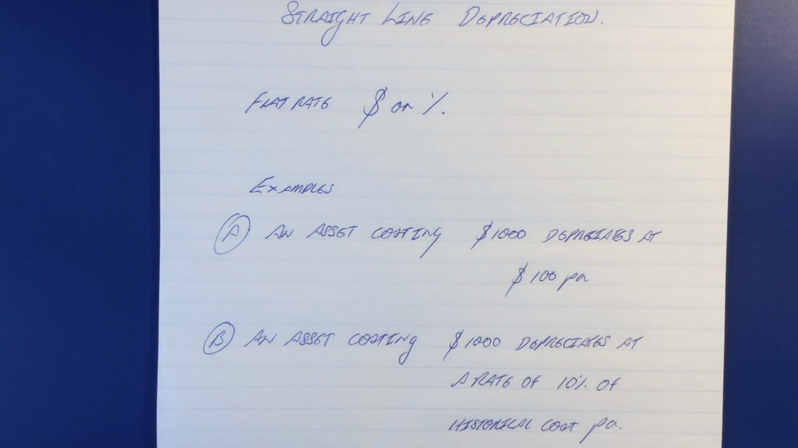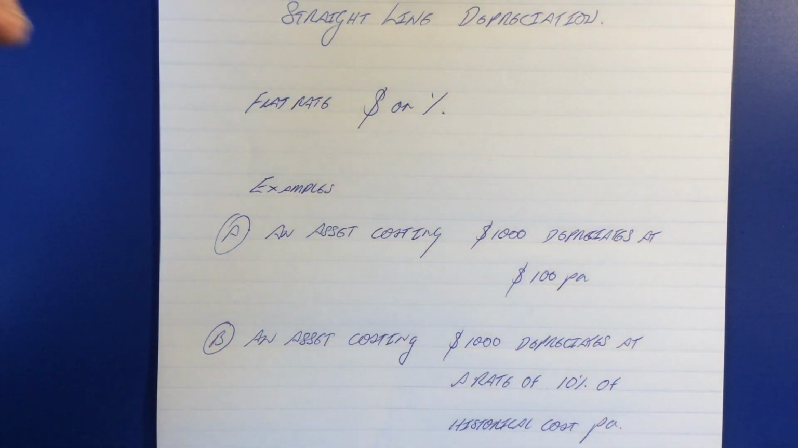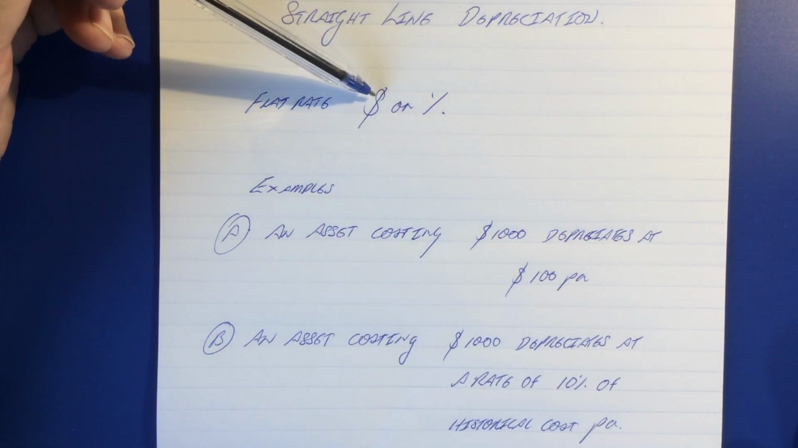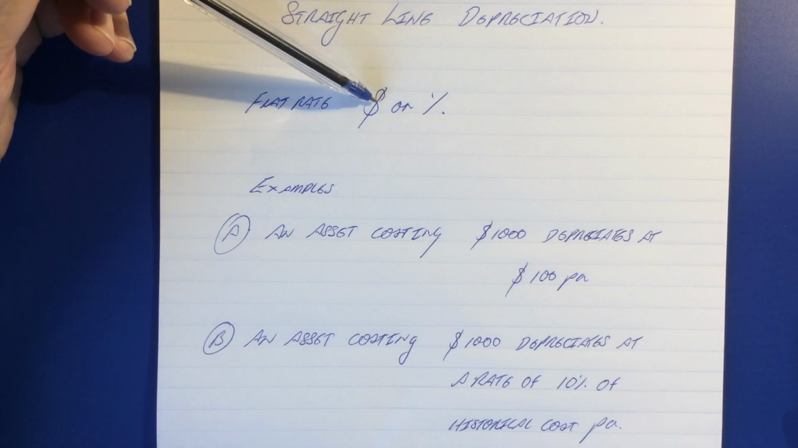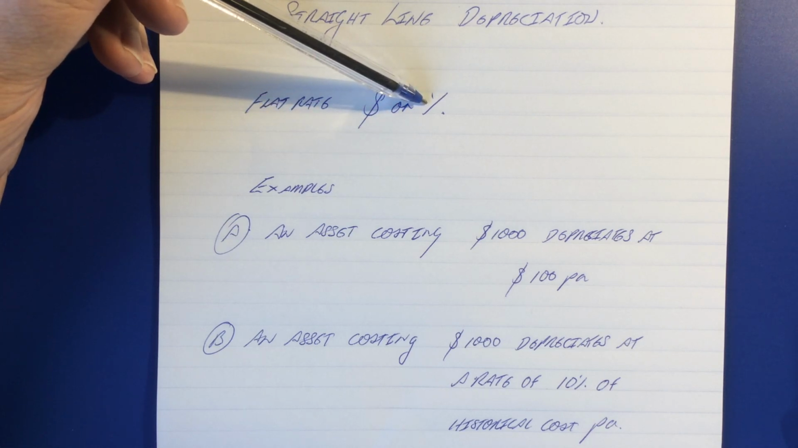Hi, I'm an old guy and I do maths, and today we're looking at straight line depreciation, also called flat rate. And the amount of depreciation is usually expressed either as a dollar term or a percentage of the purchase price of an asset.